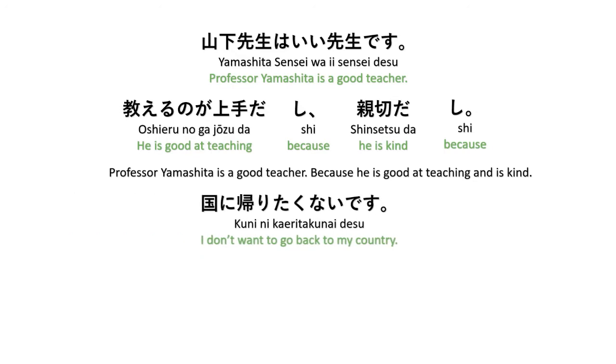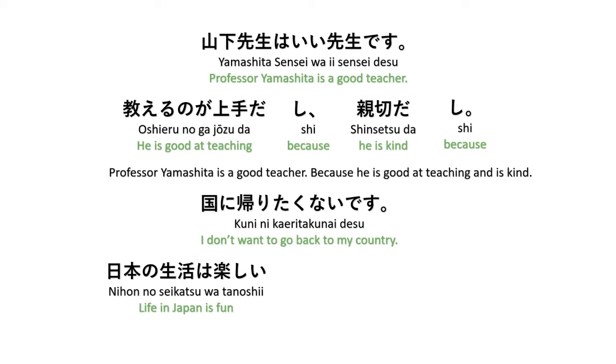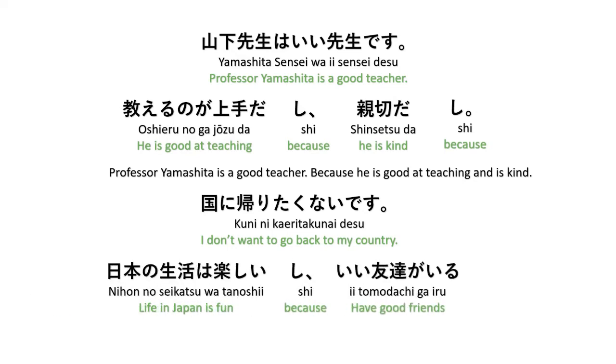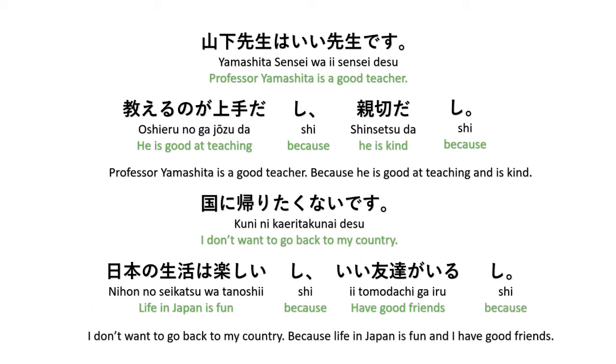Kuni ni kaeritaku nai desu. I don't want to go back to my country. So, a separate sentence for the situation and the reasons. Nihon no seikatsu wa tanoshii shi, ii tomodachi ga iru shi. I don't want to go back to my country because life in Japan is fun and I have good friends. Again, the situation and the explanations for the situation are in separate sentences.